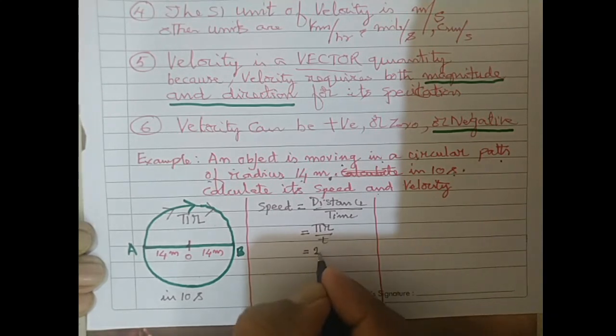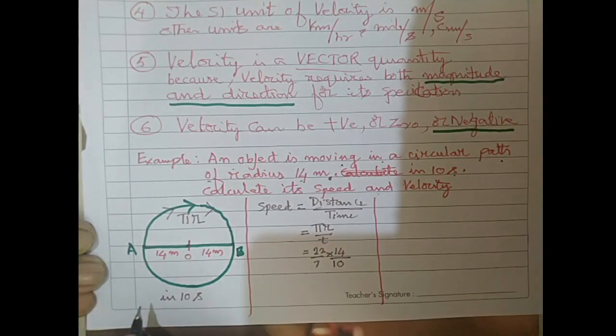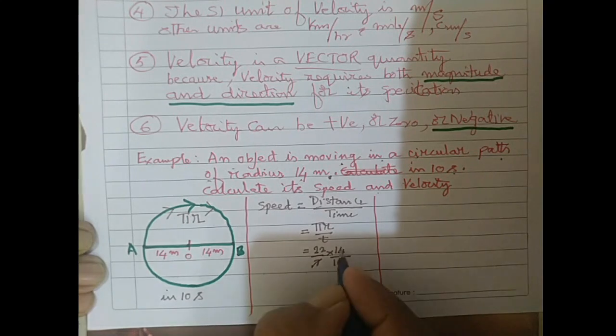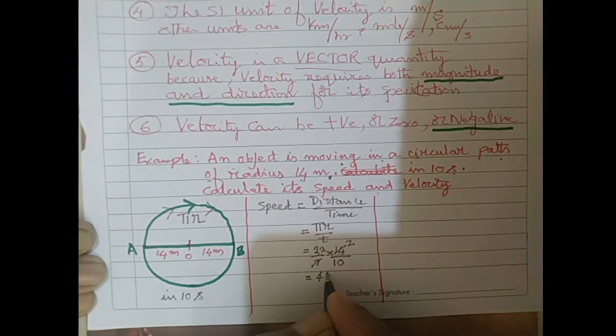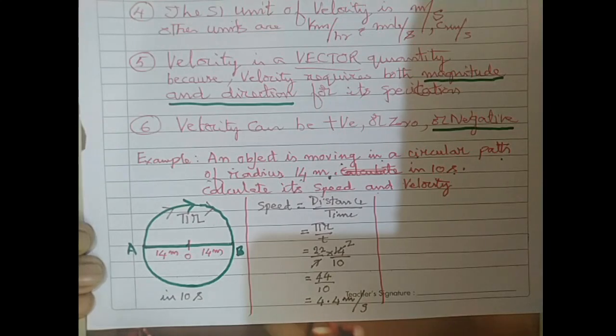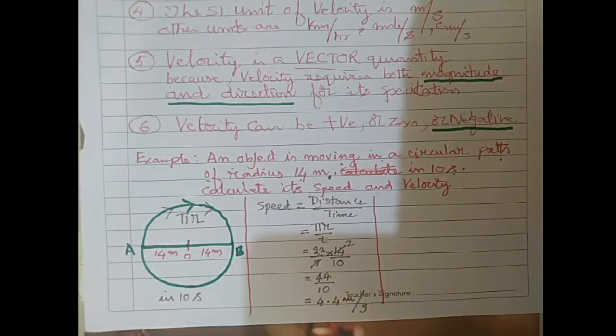Pi stands for 22 by 7. R stands for 14. T stands for time. How much is it given? 10 seconds is given. This is the time, 10 seconds. Now 7 ones are 7, 7 twos are 14, 2 22s are 44, so it becomes 44 by 10. It is going to be 4.4 meter per second.